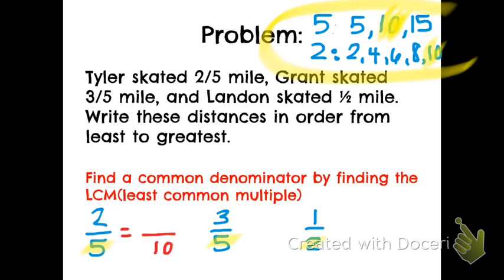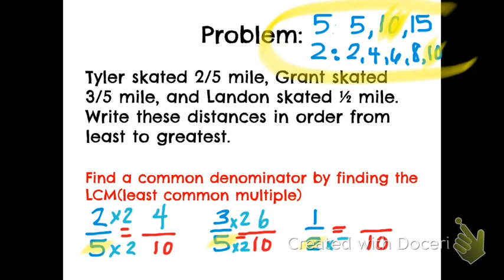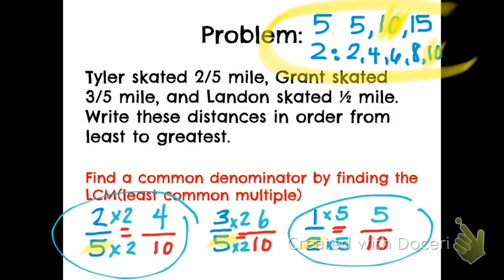Well, I need my new denominator for all of them to be 10. Again, all of the denominators should be the same to be able to compare them. What I do to each one of them might be different, but the denominator will end up being the same. So 5 times 2 is what gives me 10. Whatever I do to the bottom, I have to do to the top. So 5 times 2 gives me 10, 2 times 2 gives me 4. 5 times 2 gives me 10 again, and 3 times 2 gives me 6. Well, 2 times 5 gives me 10, and 1 times 5 gives me 5. So I'm looking at 4/10, 5/10, and 6/10.